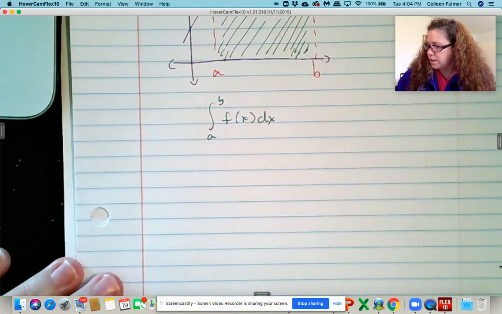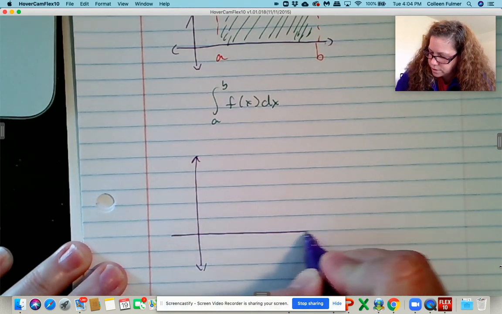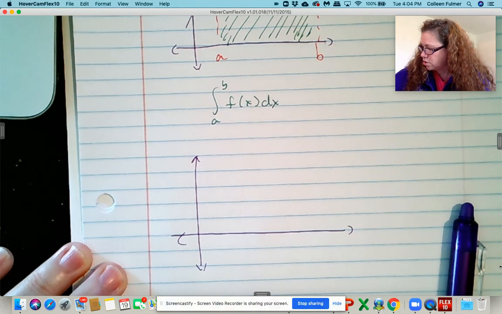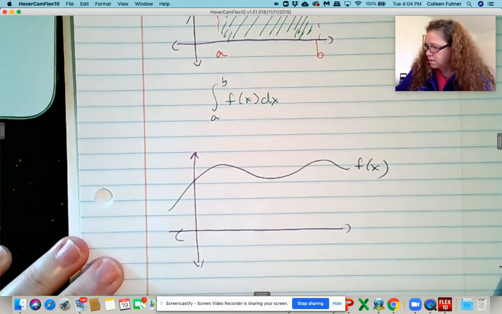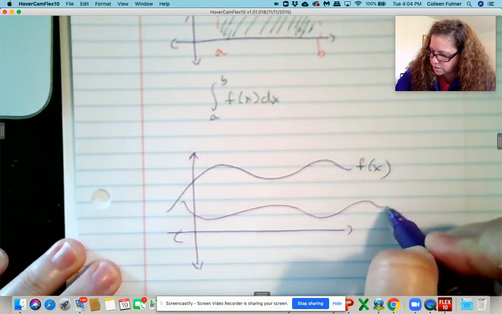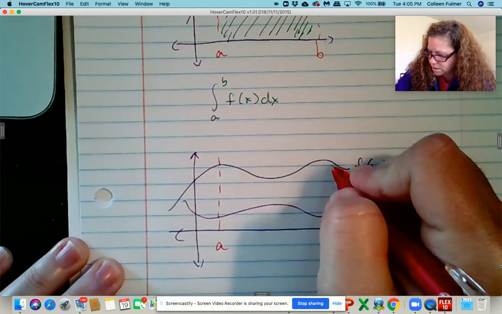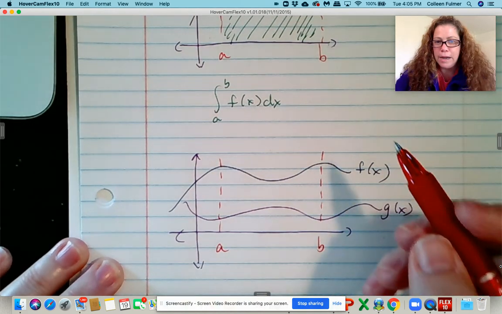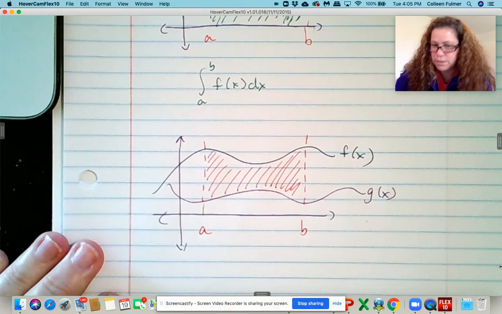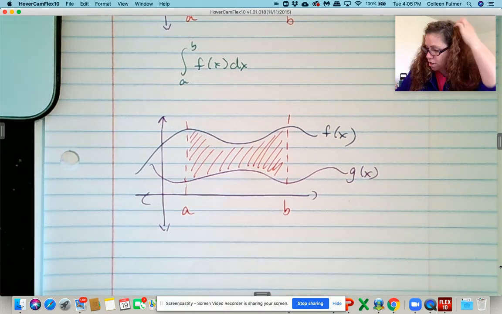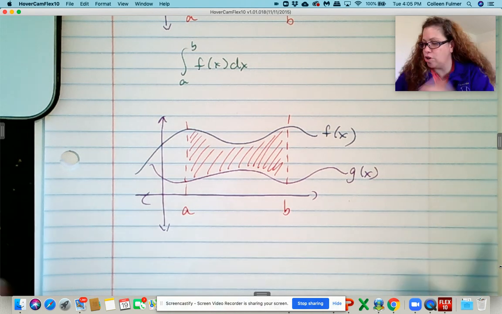So I want you to think about this for a second here. Suppose I have a graph of two functions. Let's say this is f of x, and let's say that this is g of x. And again, we have the interval from a to b. And I want to find the area between these two functions. Not a very nice shape. It's not very regular. Can't use a rectangle. You can't use a triangle or a trapezoid or anything.